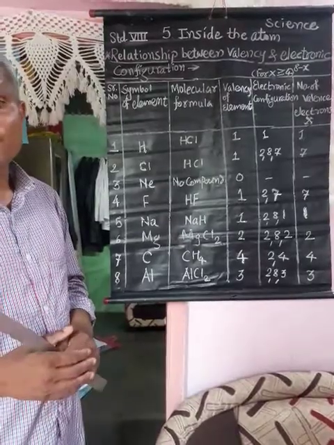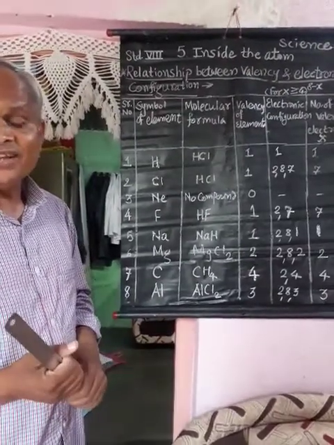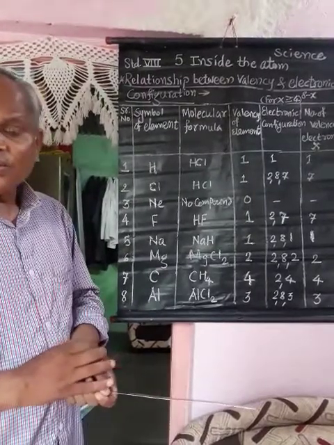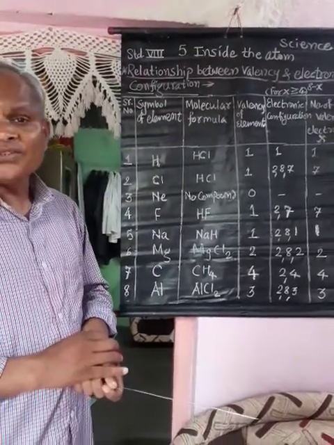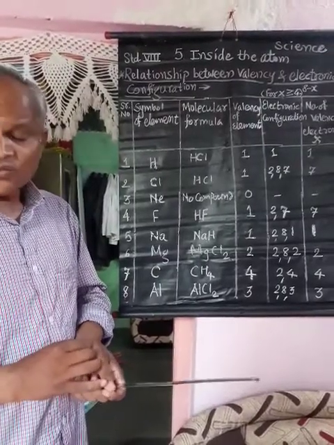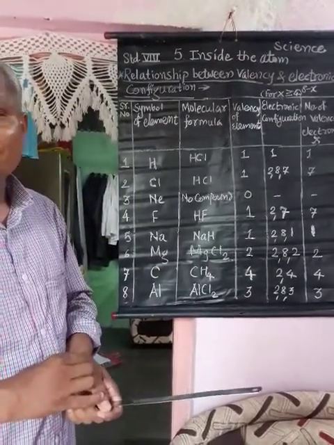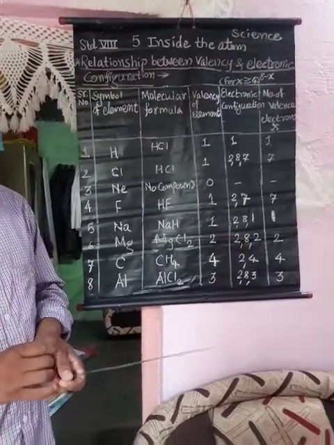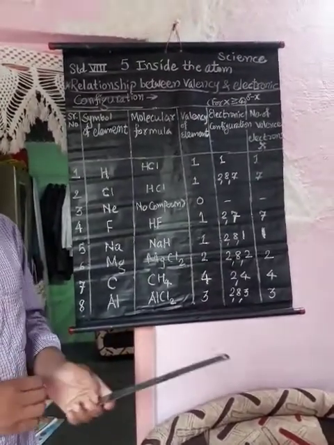The combining power of an element with another element is called the valency. Or in other words, we can say that to produce an octet or duplet, the number of electrons donated or given, or the number of electrons accepted or taken in the last orbit, that number is said to be the valency of that element.